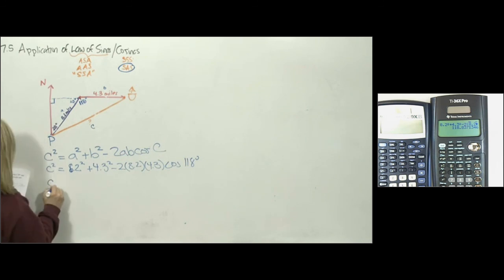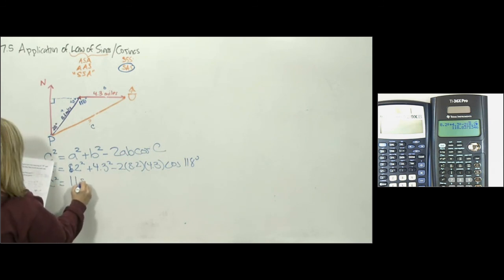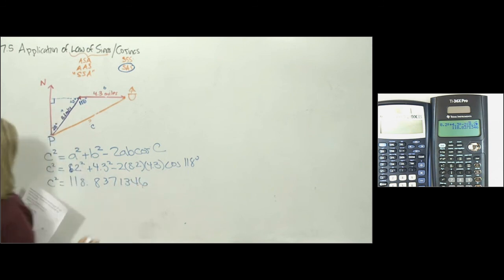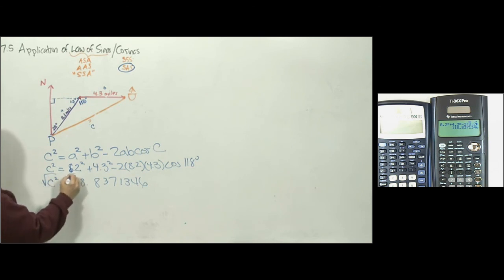So now we have C squared equals that decimal. You write the whole decimal out. Do not cut it off. To get rid of a square, what do we do? We square root both sides.